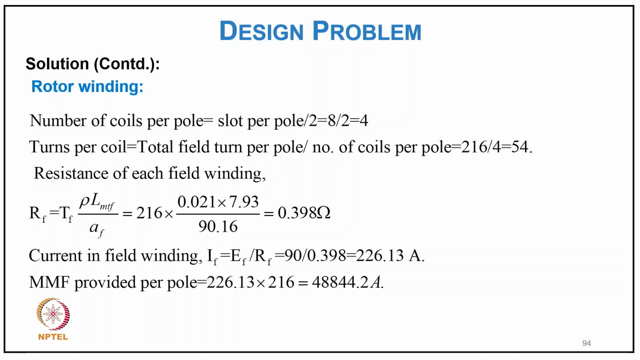Resistance of each field winding is RF equal to rho into TF into LMT upon AF. Putting values, it comes 0.398 ohm, and the current in the field winding IF equal to field voltage over RF. I have provided field volt 226, and number of turns 216, so it comes 48,844.2 ampere.